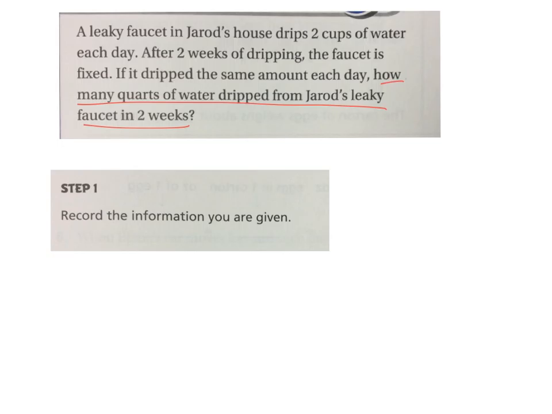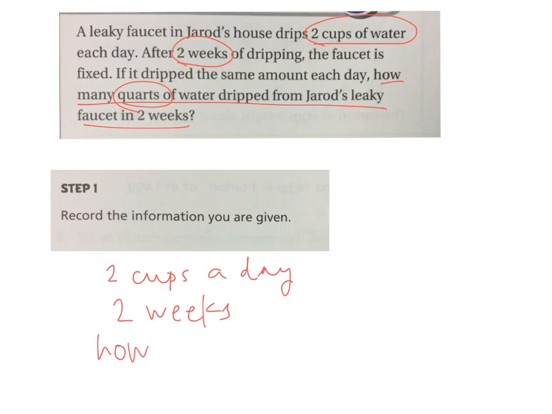What important information do we need in order to solve this problem? That's what we need to write down next. Go ahead and jot down the important information. 2 cups of water a day, 2 weeks, and we're trying to find the answer in what unit? Quarts. So step 2 for us is to record the information that we were given. That's what you wrote down already. There's 2 cups of water a day. It drips for 2 weeks, and we want to find out how many quarts.